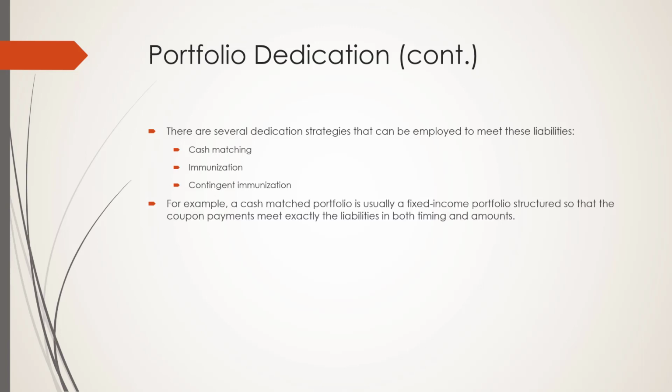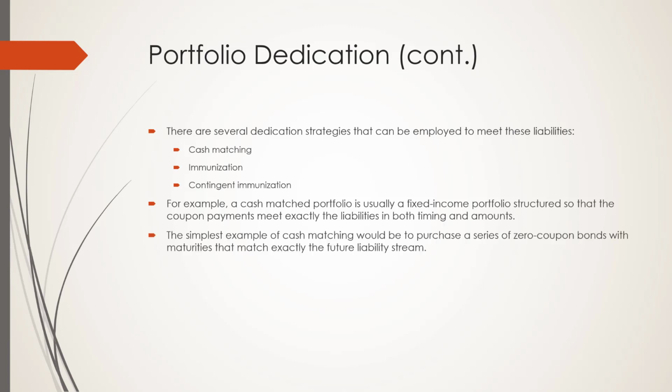So a cash-matched portfolio is usually a fixed income portfolio because we have reliable income when we invest in fixed income products, bonds, so that we can set up a portfolio that will generate an appropriate amount of income at an appropriate time. With stocks, you generally can't do that because the dividend may be unreliable and capital gains certainly are unreliable. So generally, a dedicated portfolio is going to be a fixed income portfolio. The simplest strategy to do this would be to purchase a bunch of zero coupon bonds with maturities that match each of the future liabilities.